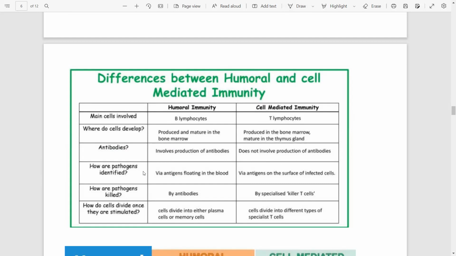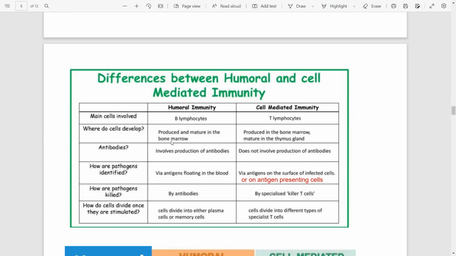So how do we identify the pathogens? Normally the B lymphocytes would identify the pathogens as they are floating around in the blood. But for cell-mediated immunity, the antigens have to be present on the surface of infected cells or on antigen-presenting cells. So the T lymphocytes cannot just react to an antigen floating around. It has to be on the surface of a cell for it to respond to it. It has to be presented to the T cell, whereas the B lymphocyte can see the pathogen and respond.